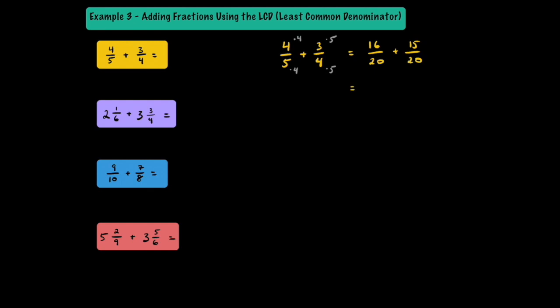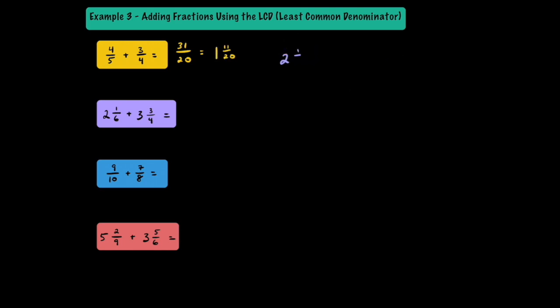When adding fractions, we just add their numerators, so 15 plus 16 is going to be 31, while we keep the same denominator of 20. The answer in improper fraction form is going to be 31 over 20, while the mixed number version is going to be 1 and 11/20.